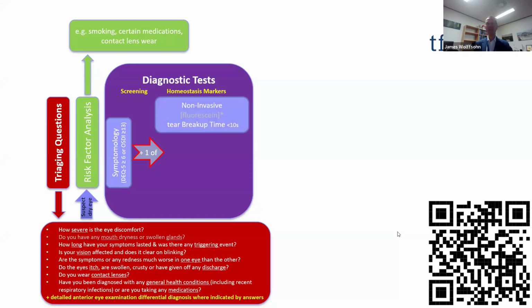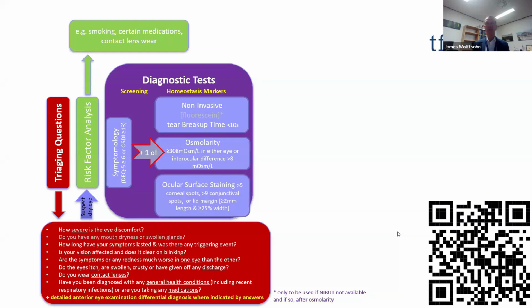We're going to do non-invasive testing. So this is ideally our non-invasive breakup time. If you don't have anything else, you can use fluorescein, but of course you're changing the chemical composition and the volume of liquid on the ocular surface, so putting the minimal amount into the eye is important. Osmolarity is there if you have it, because it's one of the pathophysiologies of dry eye. But you only need one of these three items, and the other one being ocular surface staining, not just with fluorescein of the cornea, but also ideally lissamine green, looking at the conjunctiva and the lid margin.